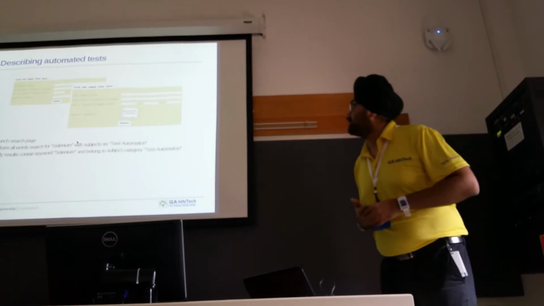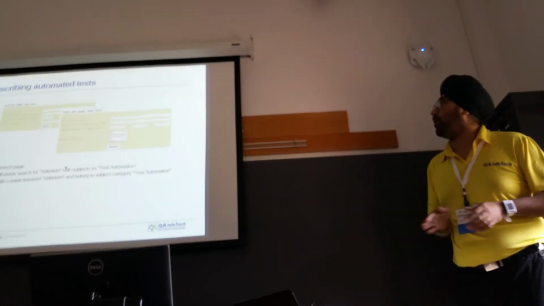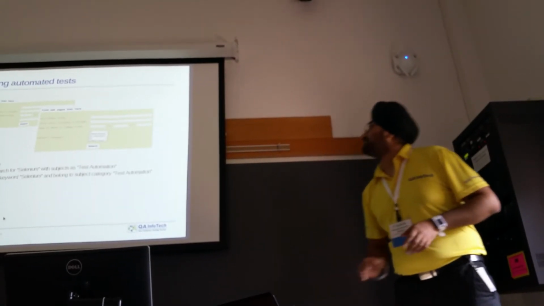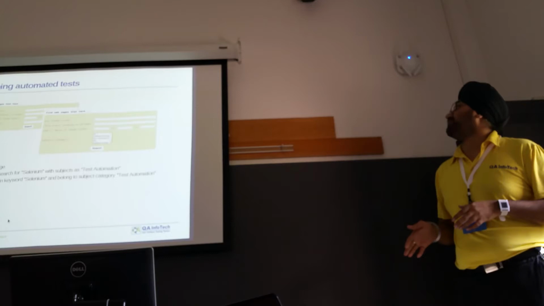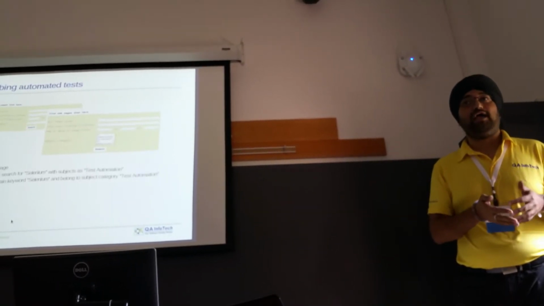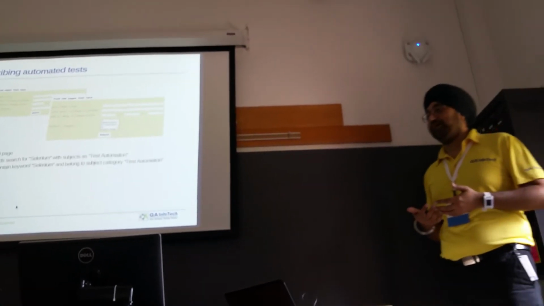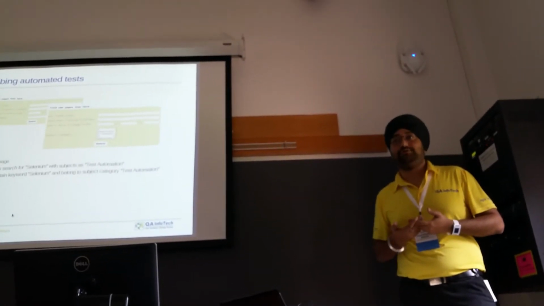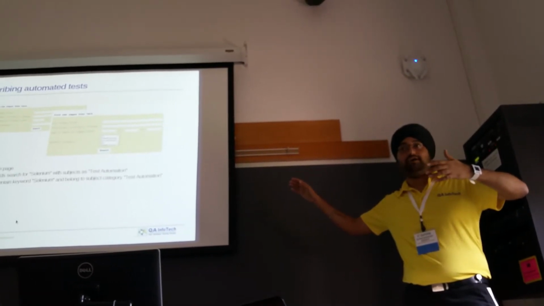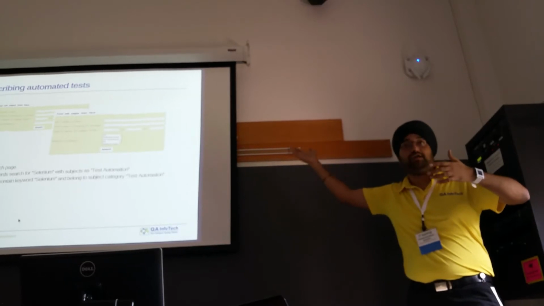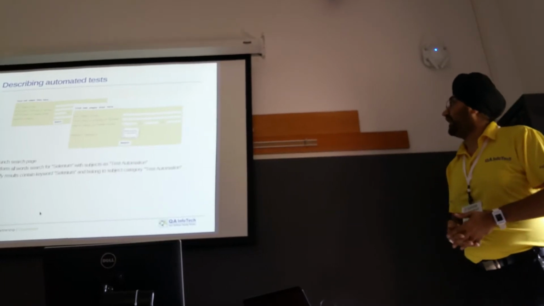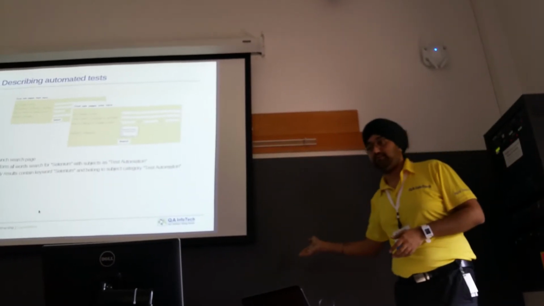Look at these steps now. Launch search page, perform all words search for Selenium with subject as test automation, verify results contain keyword Selenium and belong to subject category test automation. It's pretty much the same test case, but I have rephrased it in such a way that it is easier for even the manual person to understand, because now we are talking in the language of the subject matter expert for this product. We're talking in his vocabulary, commonly used words. And then we're using that for test automation as well.